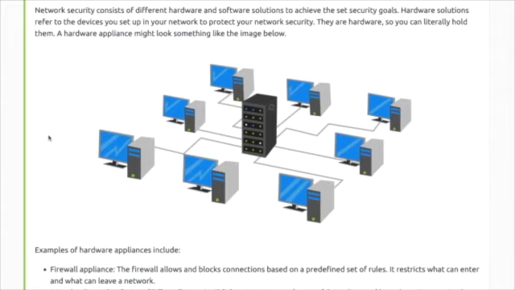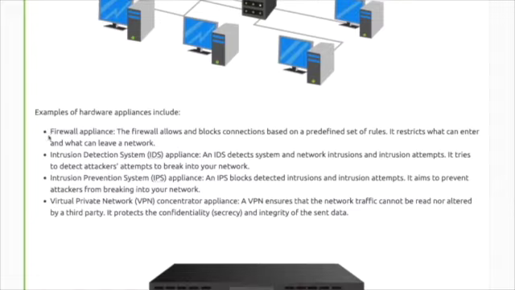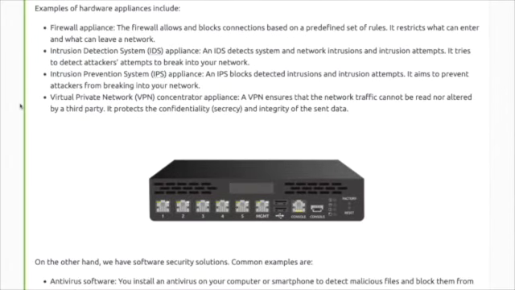A hardware appliance might look something like the image below. Examples of hardware appliances include firewall appliance, intrusion detection system appliance, intrusion prevention system appliance, and virtual private network, VPNs.